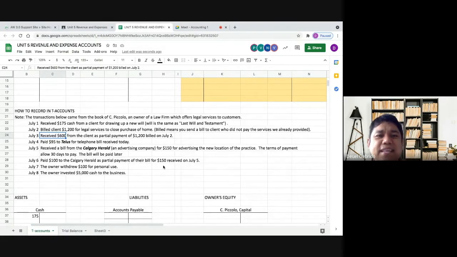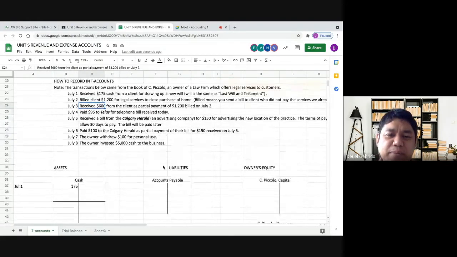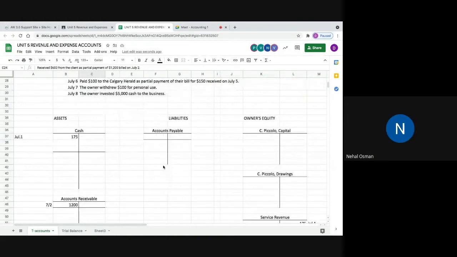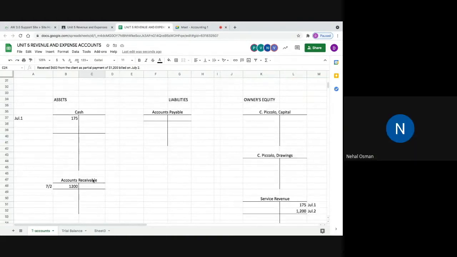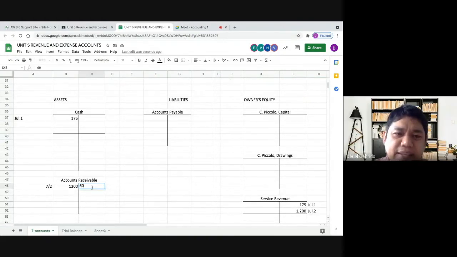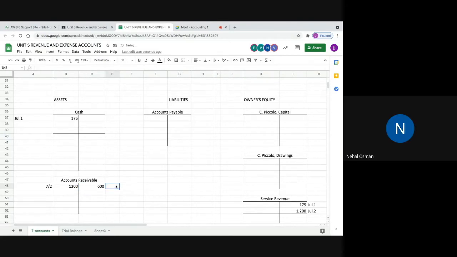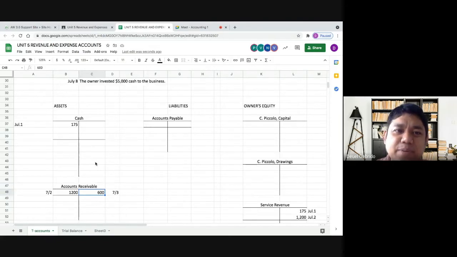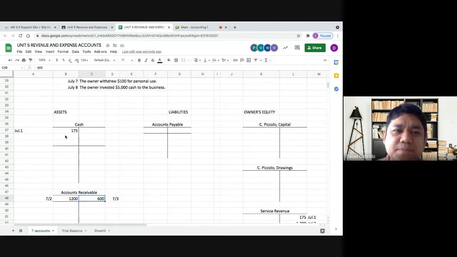So what's going to happen to your accounts receivable when the client is paying? Decrease. It will decrease by 600, and the cash will increase. Very good. So July 3, accounts receivable decreased by 600 because the client paid us, right? And then, of course, what's going to happen to our cash? Increase. It will increase because we collected cash from that customer.